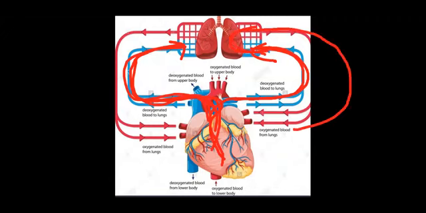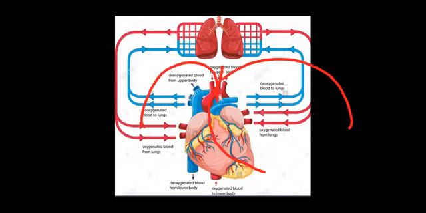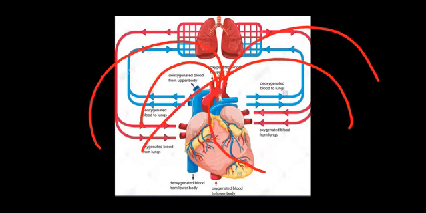So in the lungs the blood becomes oxygenated and the blood is coming back through the pulmonary veins. From the pulmonary veins, blood enters the left atrium. As it contracts, it pushes the blood into the left ventricle. As the left ventricle contracts, the oxygenated blood enters the aorta. From the aorta, the blood is transported to various parts of the body.